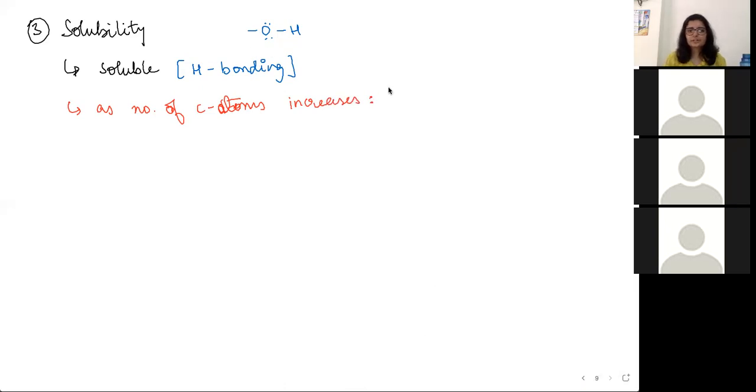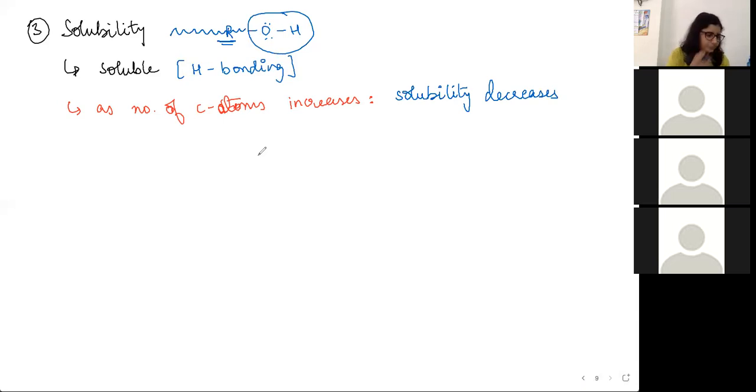Take the same logic further. If the R part, the number of carbon atoms, increases, solubility decreases. Yes, because although there is only one single OH, a really long chain of carbon atoms is going to hinder the formation of hydrogen bonds.